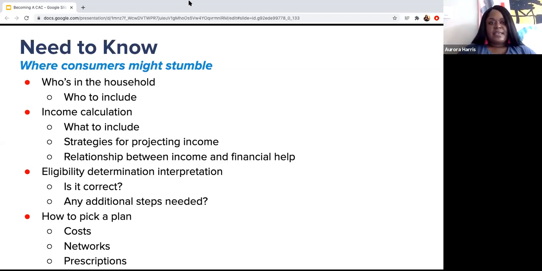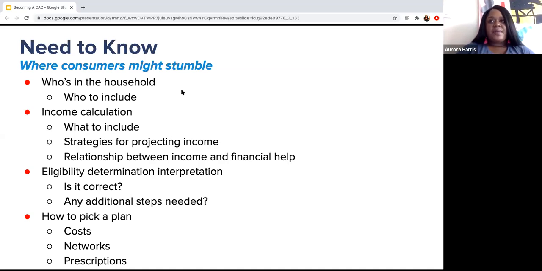The income calculation piece is another place where consumers might stumble, because the marketplace actually asks you to project how much money you think you will make the next year. It doesn't ask you how much money you made in your current year. So when you are signing someone up for a plan for 2021, the application is going to ask, how much money do you think you're going to make in 2021? And a lot of people can't really answer that question. We live in an economy where people have multiple jobs, people are low income, they're working the gig economy, all different types of things go into that. And so that piece can be a place where people stumble a bit.